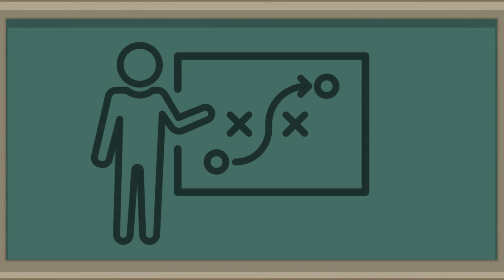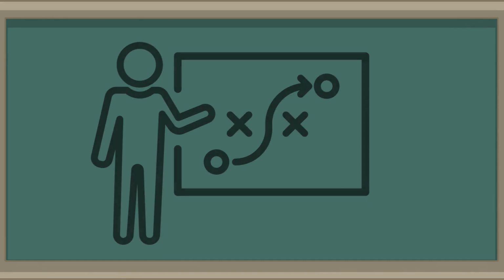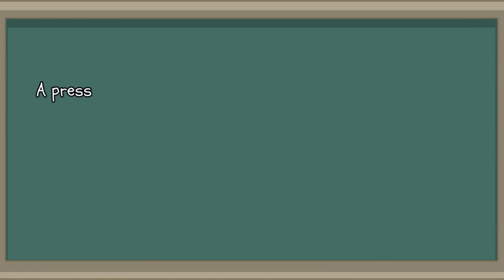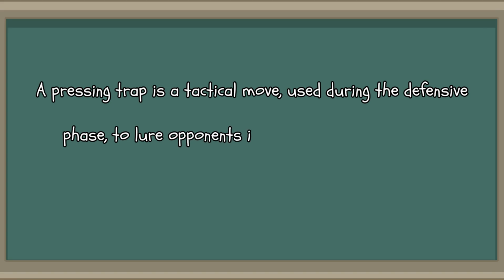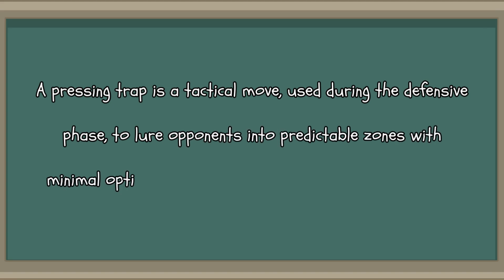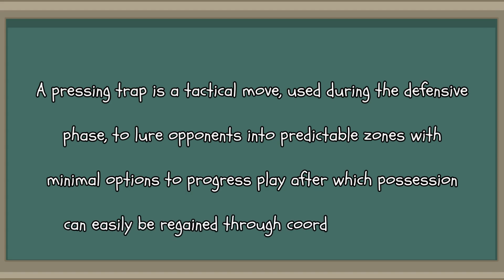Everyone who has seen at least 10,000 hours of football already knows what pressing traps are, but for those who need to be reminded, here's a working definition of the concept. A pressing trap is a tactical move used during the defensive phase to lure opponents into predictable zones with minimal options to progress play, after which possession can easily be regained through coordinated pressure.